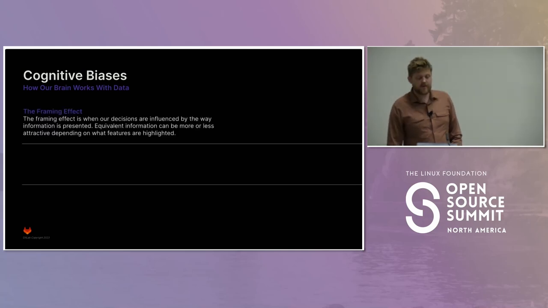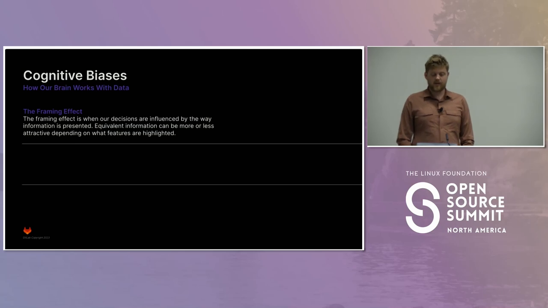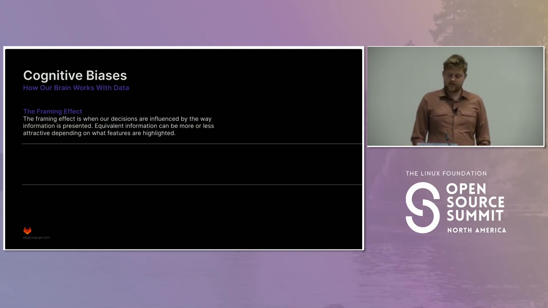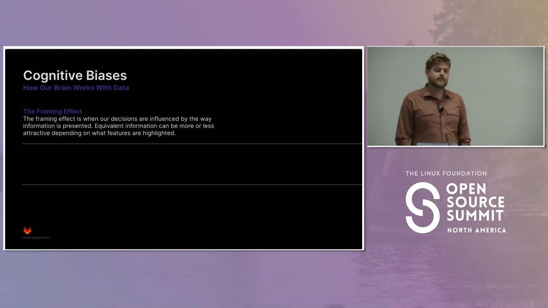So first off is the framing effect. The framing effect is when our decisions are influenced by the way information is presented. I'm sure all of you are very familiar with this. Equivalent information can be more or less attractive depending on the way the features are highlighted. How someone frames an issue influences how others see it and how it focuses their attention on particular aspects of it. Our choices are influenced by the way options are framed through different wordings, reference points, and emphasis. Framing is the backbone of the targeting of our communication to specific audiences.